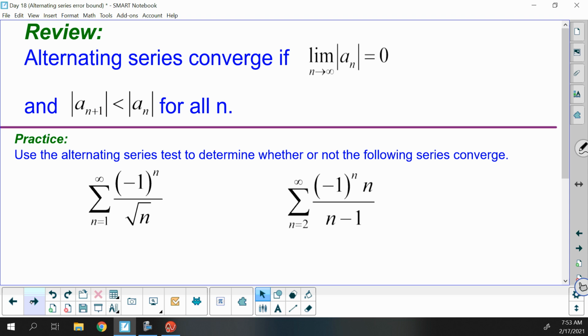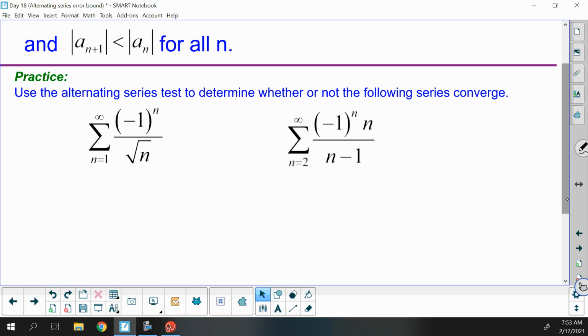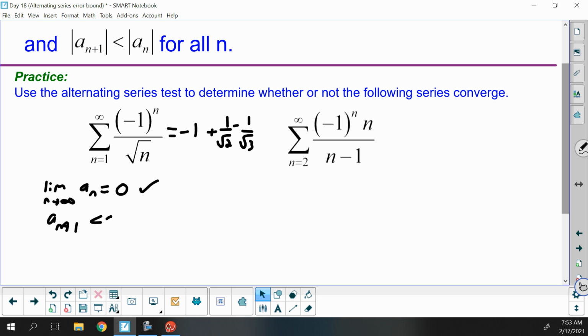So we're going to see whether or not these will converge by the alternating series test. If we write out a couple of these, when we sub in 1, we'll get -1. When we sub in 2, we'll get 1 over square root of 2. When we sub in 3, we're going to get -1 over radical 3. So it looks like as n approaches infinity, our terms do approach 0, so that's good. And it looks like each successive term is less than the one before it, so that's good as well. So therefore, because it's alternating, we can say it converges by the alternating series test.